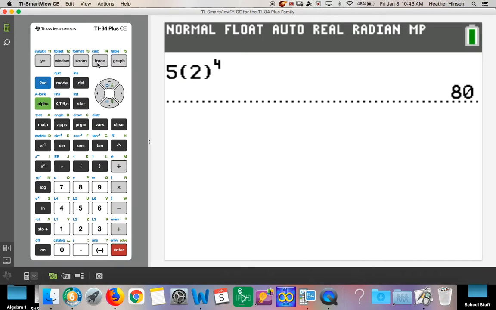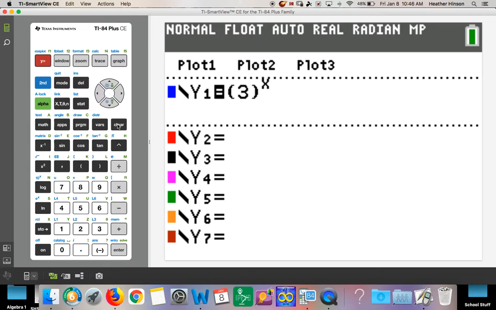So just go to y equals, plug in your equation. 5 times 2, do the little rooftop, and put in x. So that's your equation. And we're going to look at our table. So hit second graph.